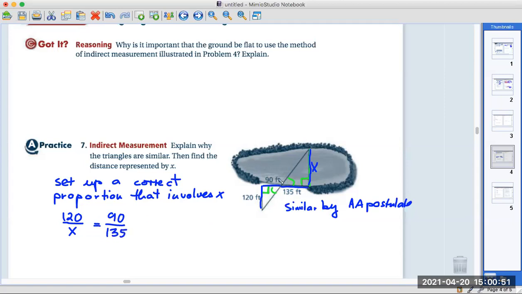Notice in my calculations, I do not use the measurement feet. So now when you solve this, you use what's called cross product. You multiply across. So X times 90 is simply 90X. And 120 times 135, if you use a calculator, is 16,200.